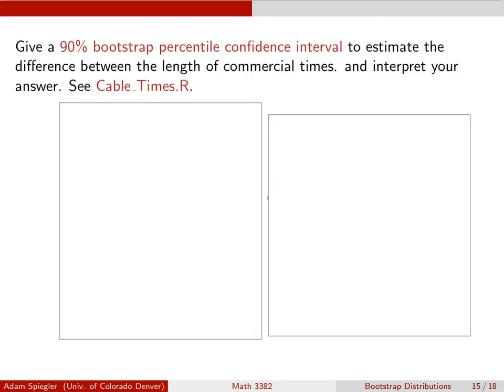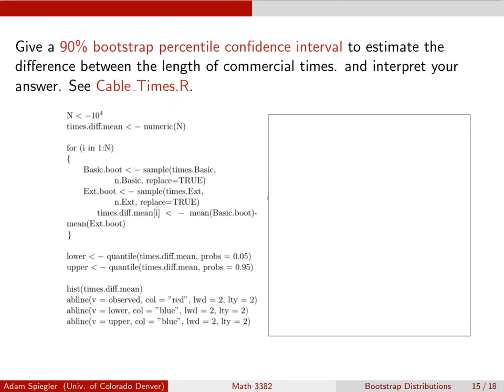Okay, so using the basic and extended cable samples, let's come up with a 90% bootstrap confidence interval to estimate the difference in the lengths of commercials, and then let's interpret what that means. So here's the code, and we're going to basically use the same sort of idea that we've been doing. For this case, I chose to do 10,000 bootstrap samples, and I'm going to store all of my differences in this thing that I'm calling times.diff.mean. So right now, it's just an empty vector of 10,000 things.